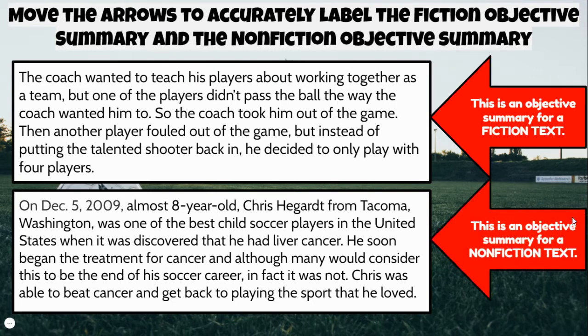The second example is based off of a nonfiction article. It includes specific dates, a real person, and a real specific location. It also includes real things that happened to this real person mentioned. These are all clues that are based off of a non-informational article or text. Pause the video if you need to make any corrections.